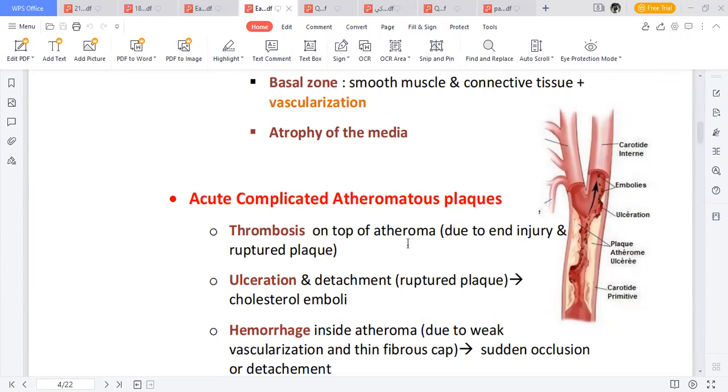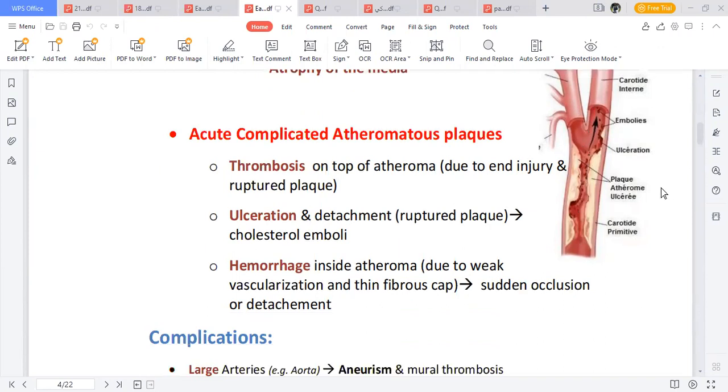So what are the complications of atheromatous plaque? This is an atheromatous plaque. So atherosclerosis is the formation of an atheromatous plaque. How is an atheromatous plaque formed? We've already talked about that. It's a pathophysiology of response to injury hypothesis, also called the inflammation theory. So what are the acute complications of atheromatous plaques?